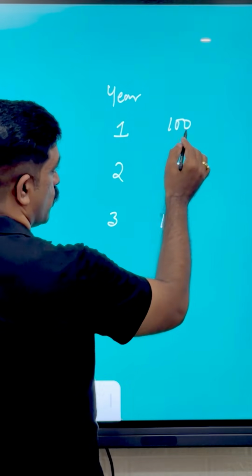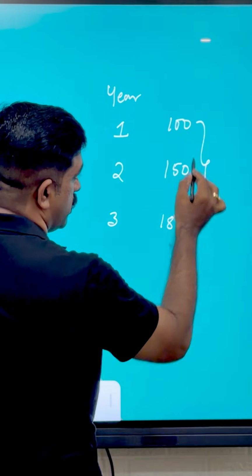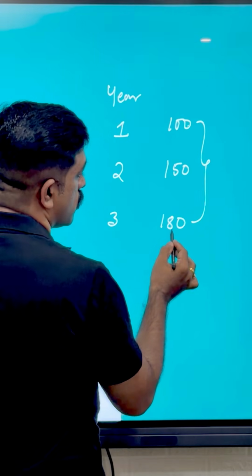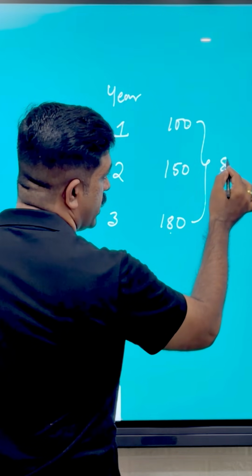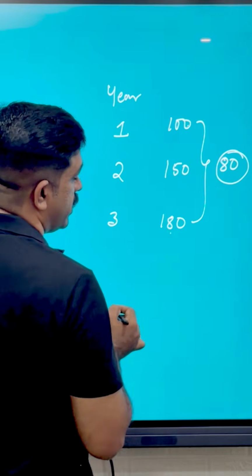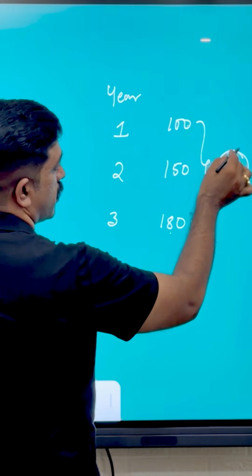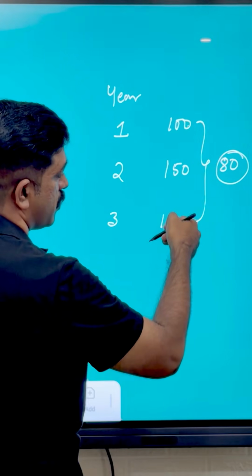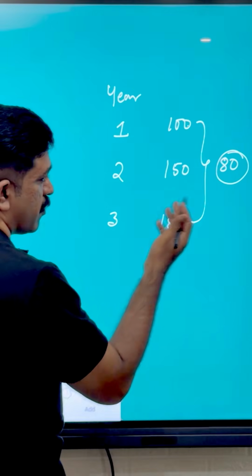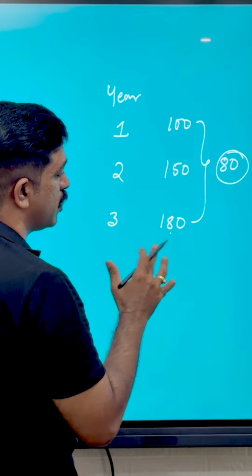Now if you see, you can understand that 100 has grown to 180. There is an overall growth of 80 rupees. 80 on 100 means 80%. 80% divided by 2 years time gap means 40% per annum. That's how the layman will do.